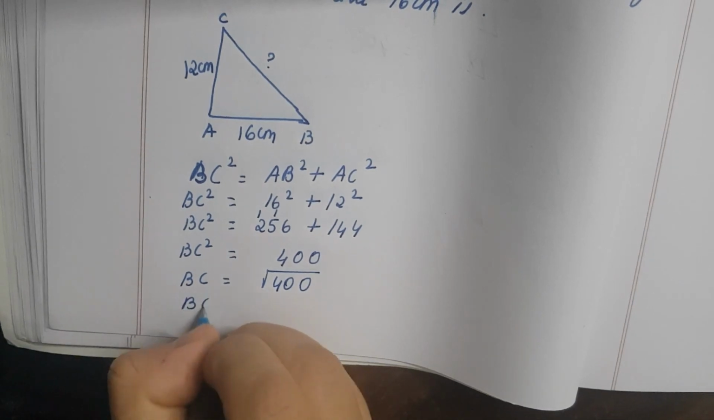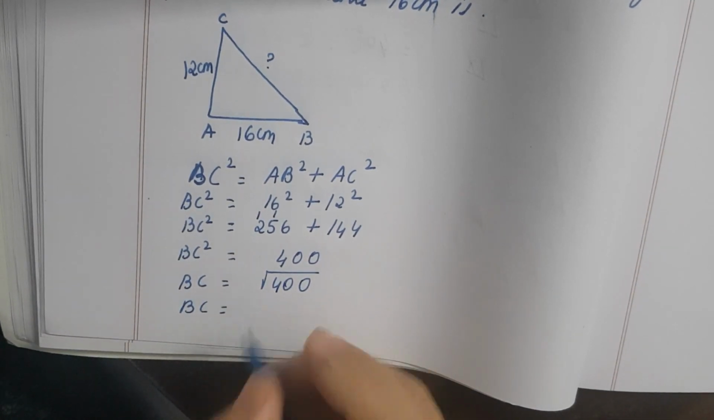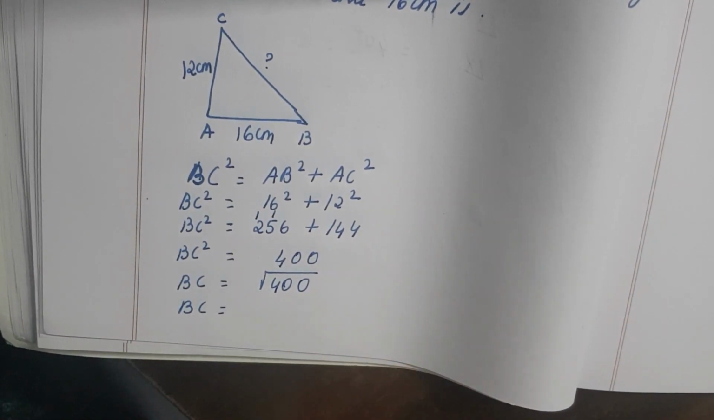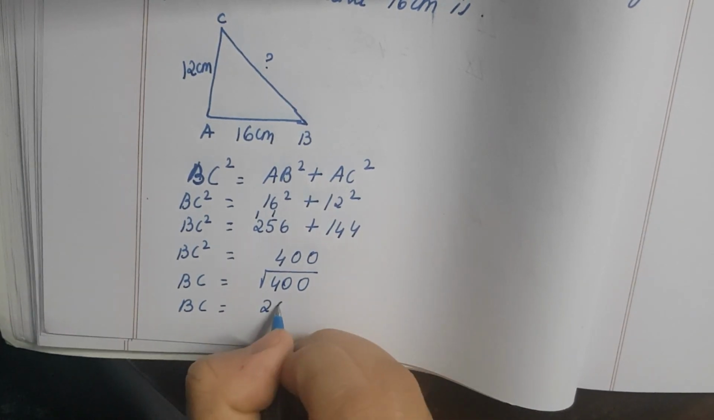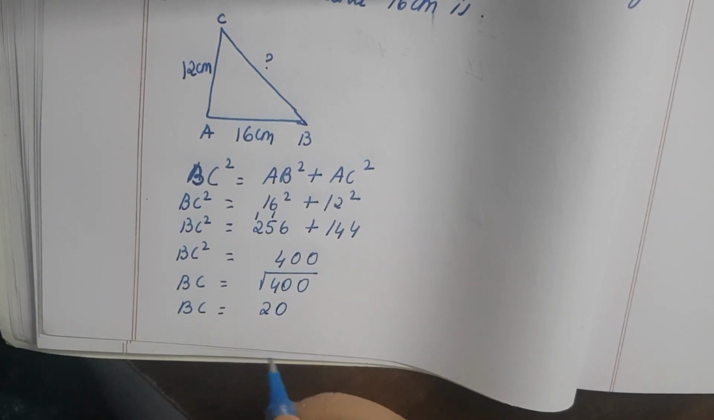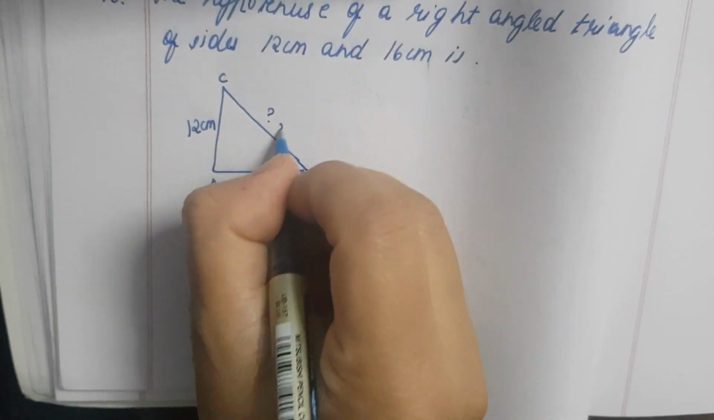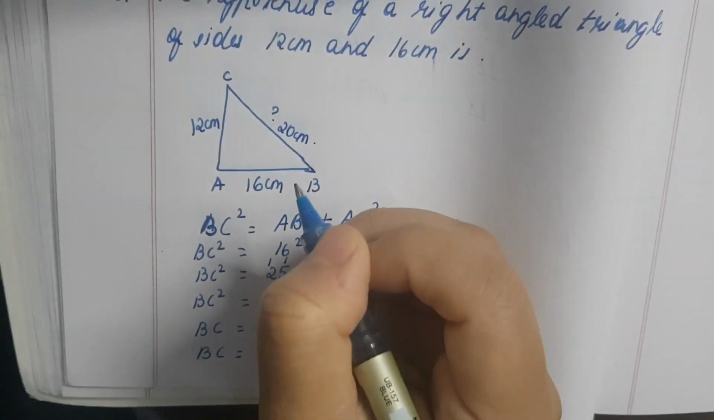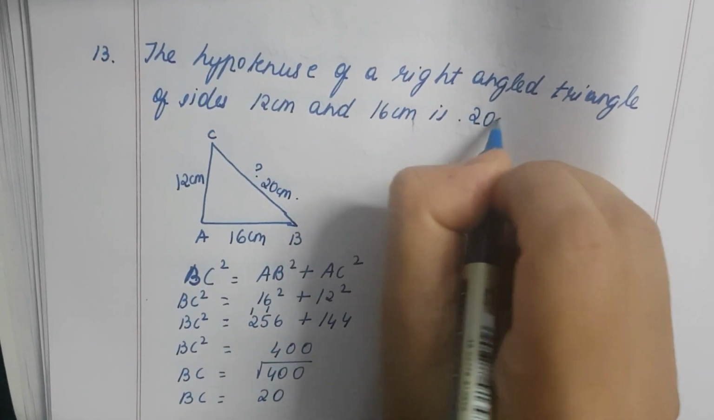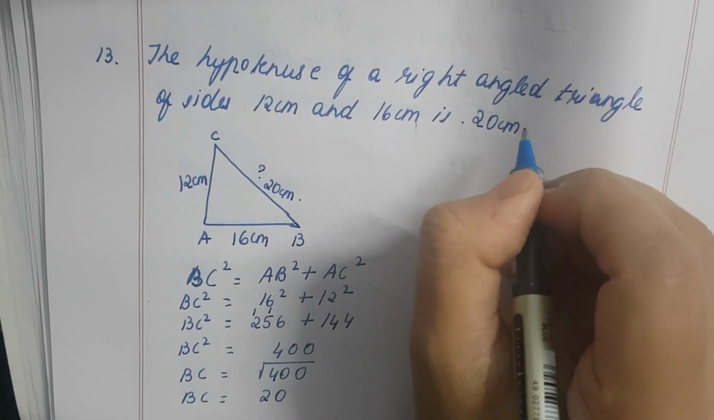So BC is equal to root 400. Looking at the 2 times table, 2 2s are 4, so 2, and for these two zeros we can take one zero. So it is 20. So this is 20 centimeter. So the answer is 20 centimeter. It is option B.